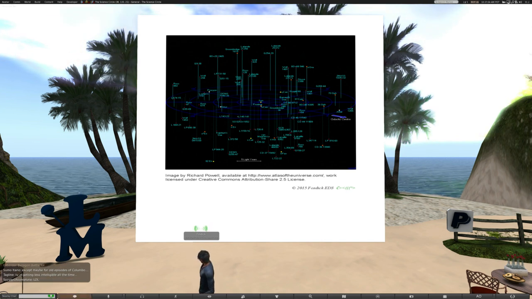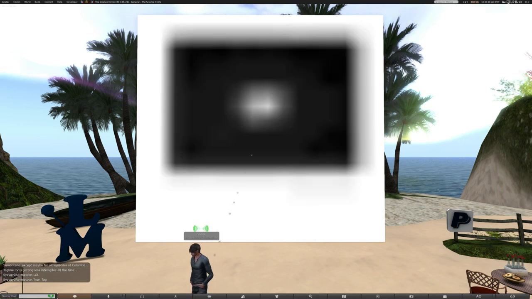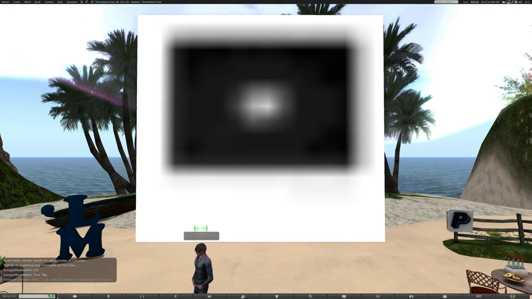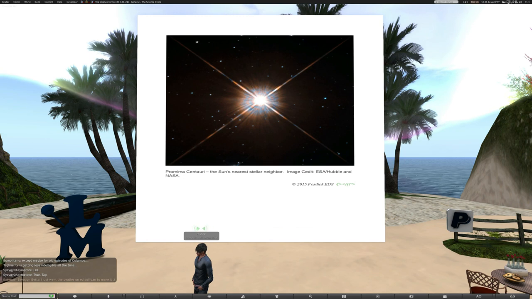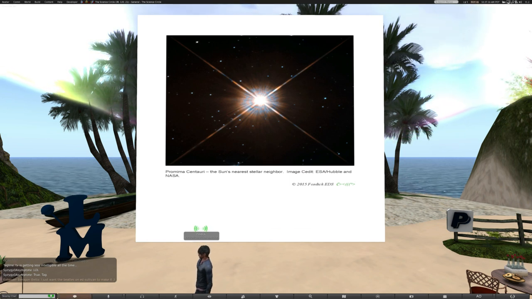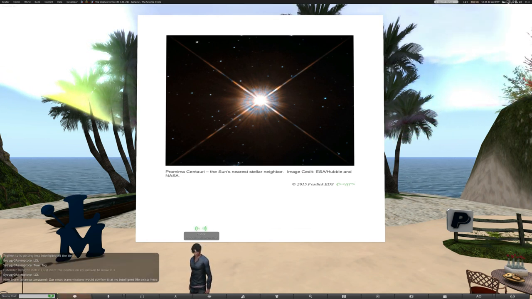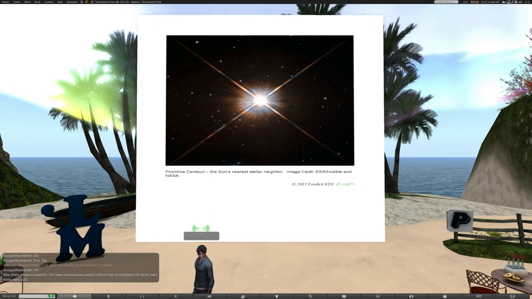Anyway, so let's see. Just for giggles, this is Proxima Centauri. This is the sun's nearest stellar neighbor. Just for the heck of it, I think I spelled it wrong. I should fix that.